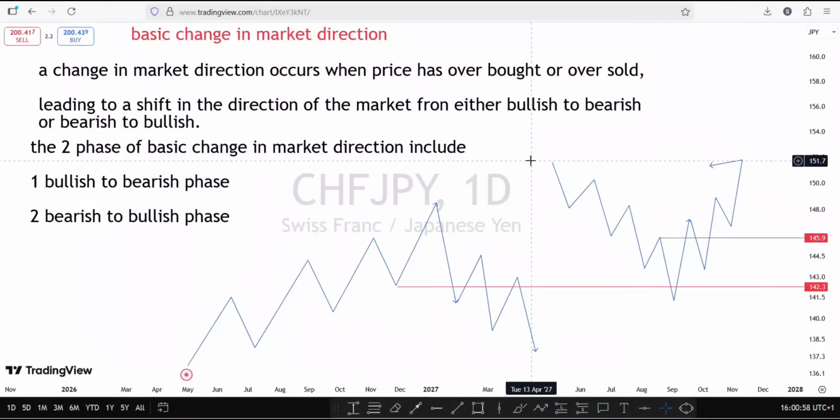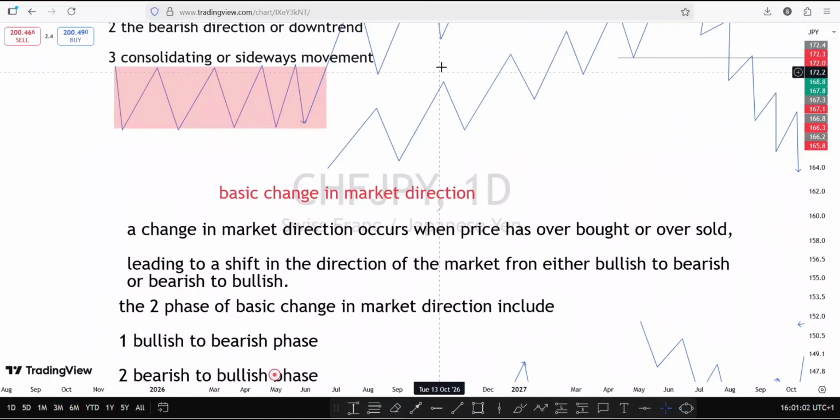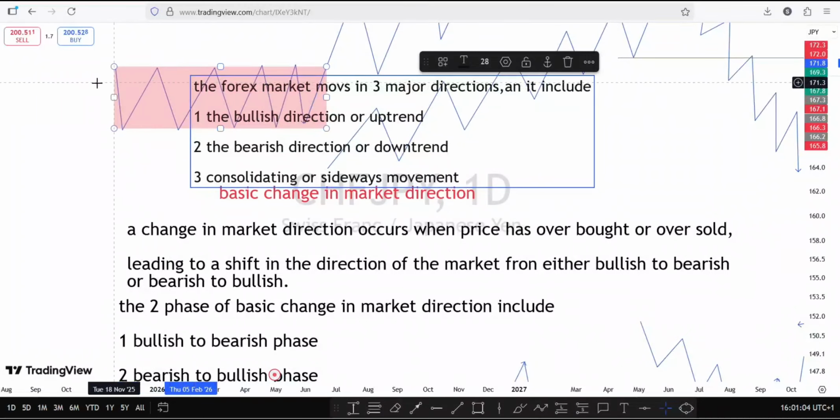Now let's jump to the real life charts so that I can show you everything I just explained.